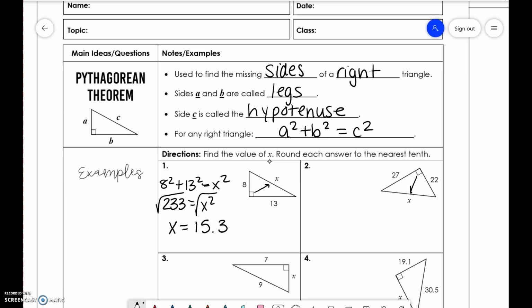For number 2, again, we're solving for x, which is the hypotenuse. So 27 squared plus 22 squared is equal to x squared. 27 squared plus 22 squared is 1213. Take the square root. So x is equal to 34.8.